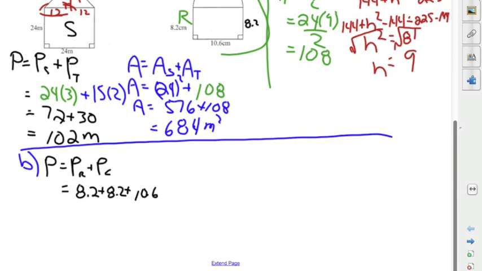And what's the perimeter of the semicircle? Pi times diameter. So the circumference of the circle is pi times diameter, but we only got half of it here, right? So what's the diameter? 10.6, all over 2.